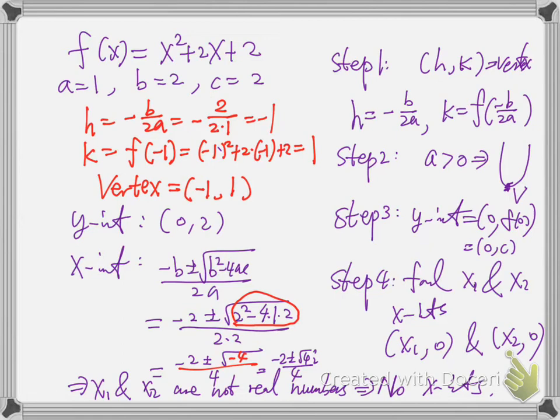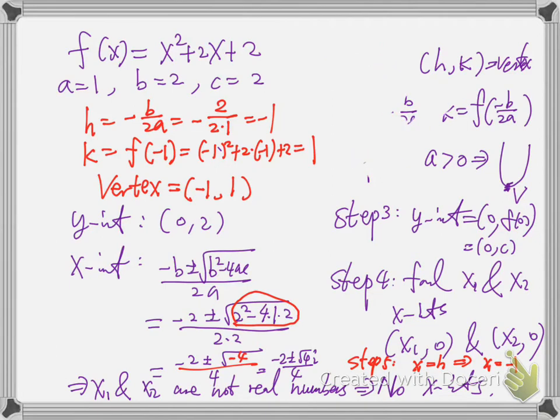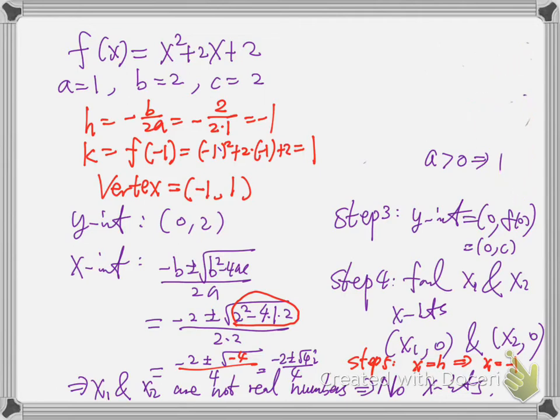The last step is the symmetry. What's the axis of symmetry? Step 5: the axis of symmetry is x equals h, which implies x equals negative 1. So x equals negative 1 is the axis of symmetry. This is the calculation part. Now let's draw the picture. We know it is a big U opening up.